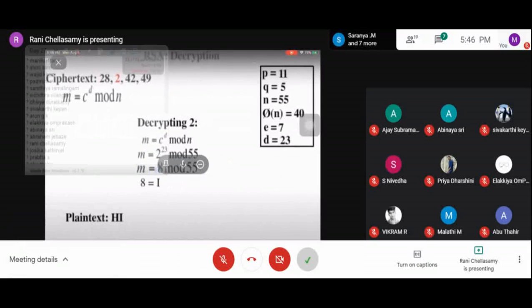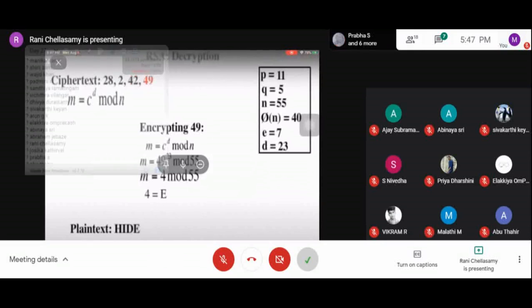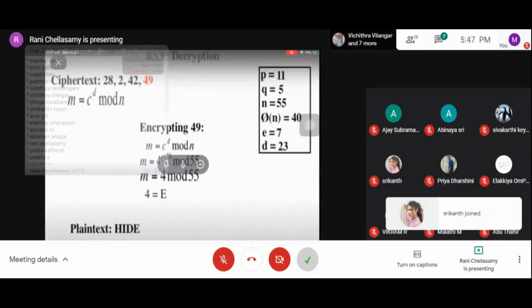Next, decrypting 2 power 23 mod 55, we get 8. The character at the 8th location is I. So you'll get the plain text as I. This is our second plain text. And coming to 42 power 23 mod 55, you will get the value 3. The character at location 3 is D. So you'll get the third plain text, and upon decrypting 49, you'll get E as the fourth plain text. So in this way, you're getting back the plain text on decryption.